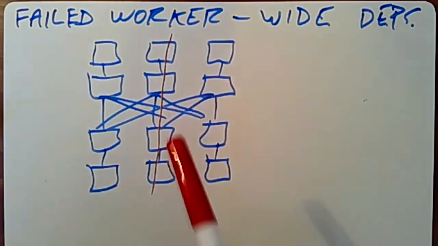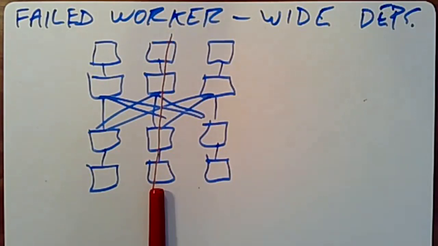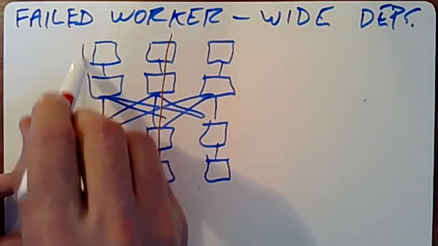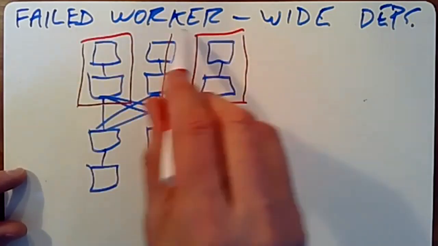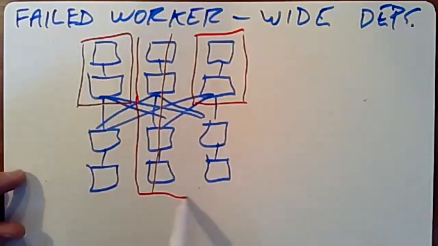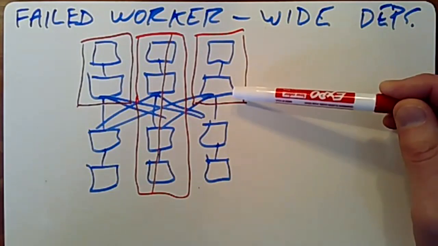And so if we're not careful, that means that in order to rebuild the computation on this failed worker, we may in fact have to re-execute this part of every other worker as well as the entire lineage graph on the failed worker. And so this could be very damaging, right?